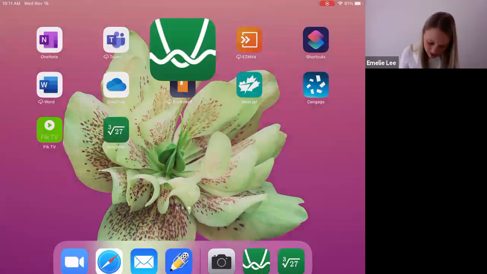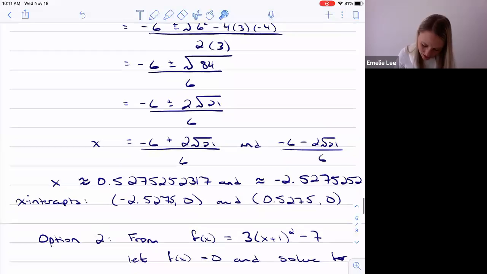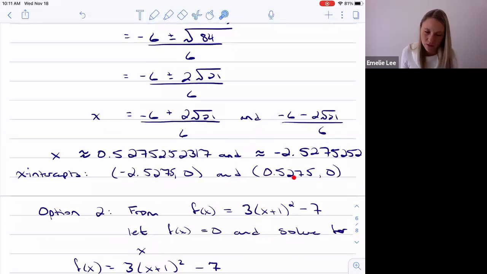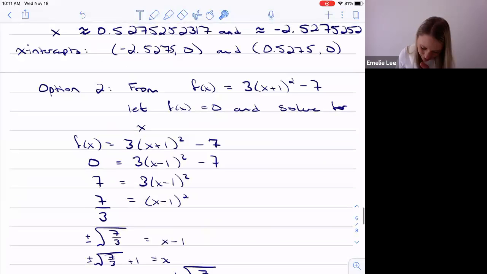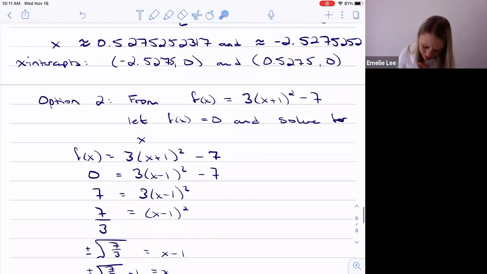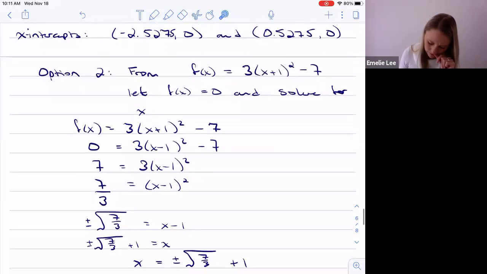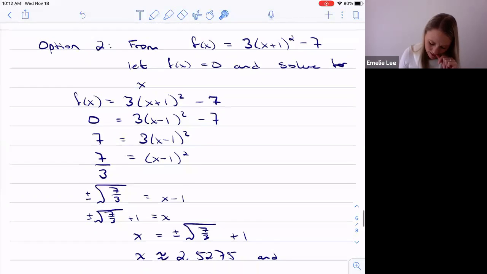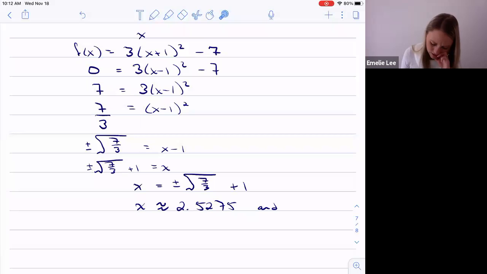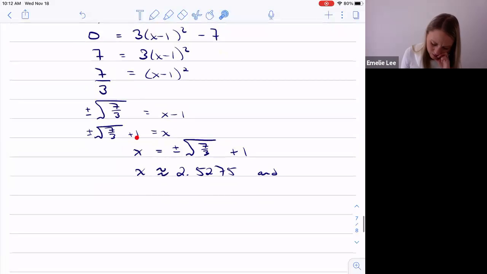Okay, so I'm obviously messing something up in the second one because it looks like what we found up here is correct, negative 2.5 and 0.5275. Okay, so what happened here? I feel like x plus 1, okay. Added 7 to both sides, divide by 3. I'm just so confused because it's not hard. Plus minus 7 over 3, plus 1.